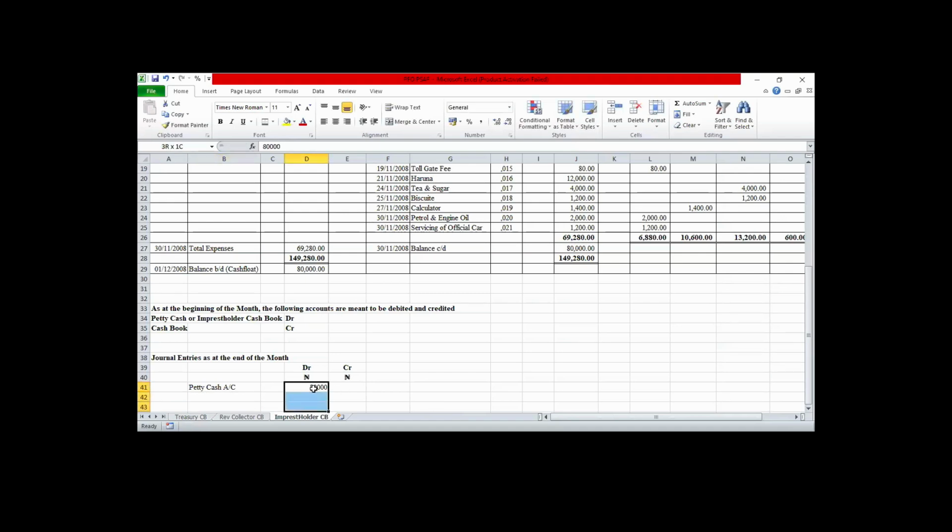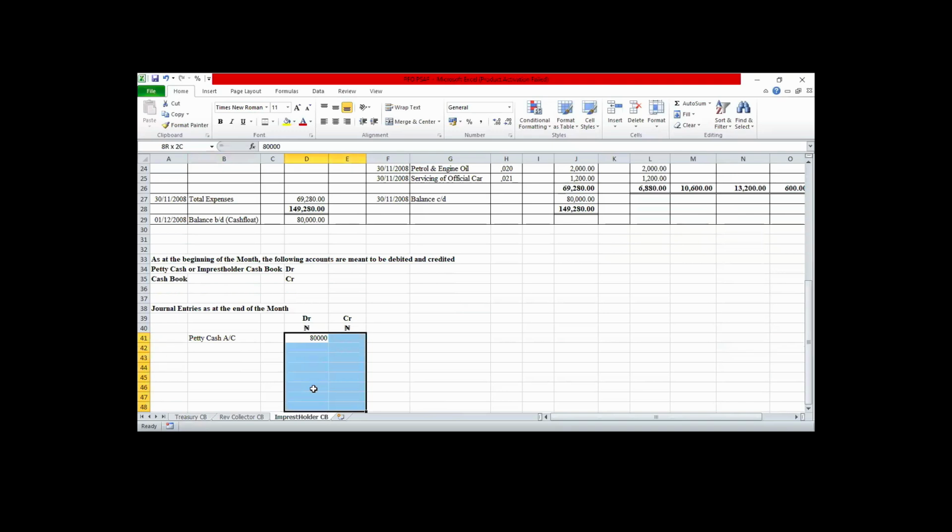How do you spend the money? On what and what do you spend the money given to you at the beginning of the month during the month? Motor vehicle, money that you spend out of petty cash, motor expenses. You spend a total amount of how much for motor expenses? 6,880.